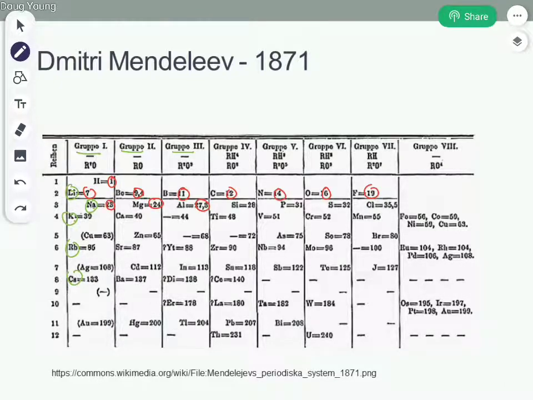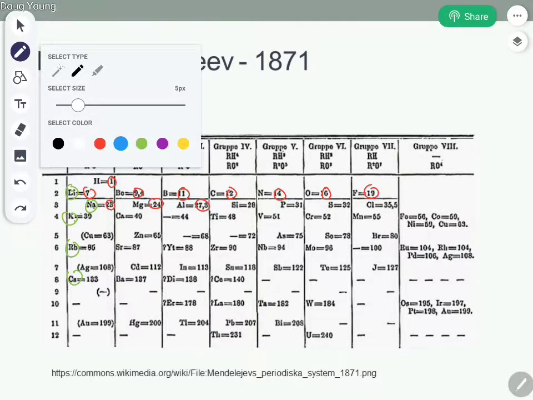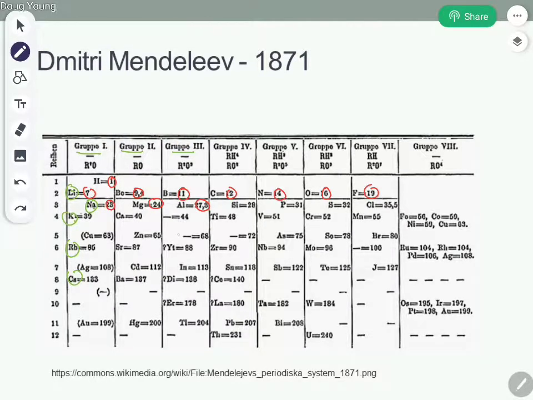What's really cool about Mendeleev's periodic table of elements is that he was confident enough that this was the way things should be organized that he left gaps in it. So he didn't feel compelled to say, oh yeah, we already know all the elements, so I need to make that all fit. He knew that there were elements that we had not discovered yet because there were holes, there were gaps in his table.